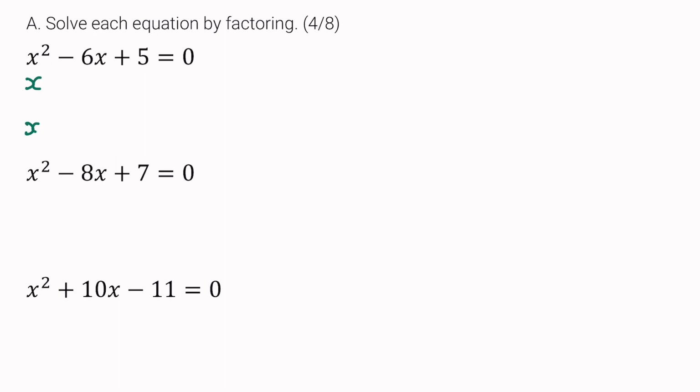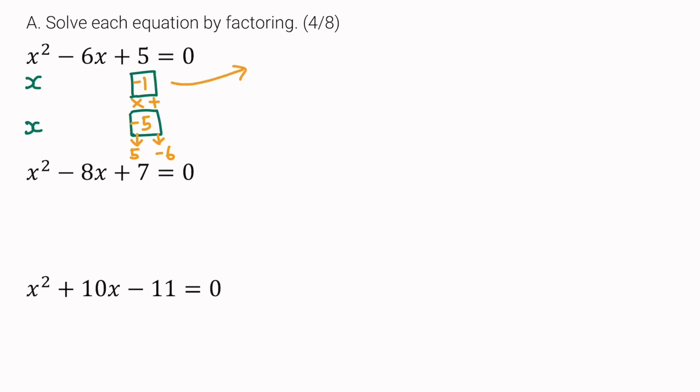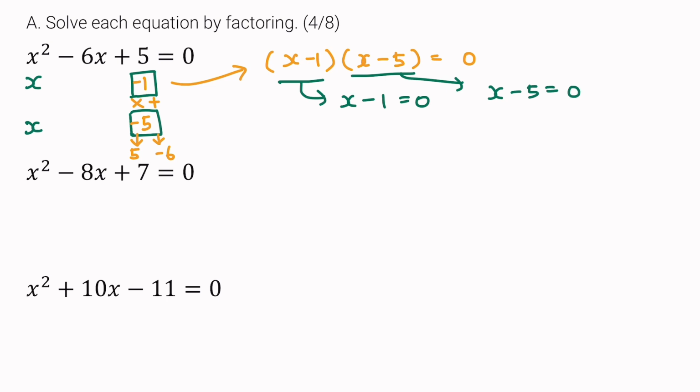Alright, moving on. Let's continue on with the same exact method. I'm gonna come up with two numbers that when multiplied gives me 5, but when added gives me -6. So how about 1 and 5 with negative sign on both of them? Okay, so x minus 1 times x minus 5 is equal to 0, meaning x minus 1 is equal to 0, or x minus 5 is equal to 0. And our x should be 1, and our x should be 5.